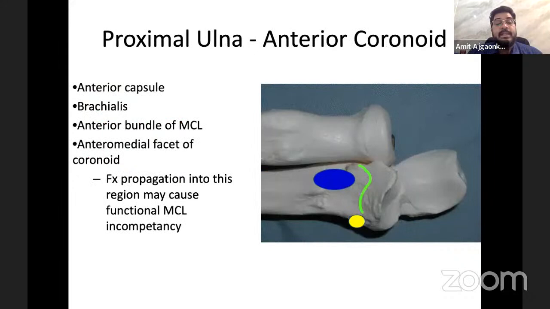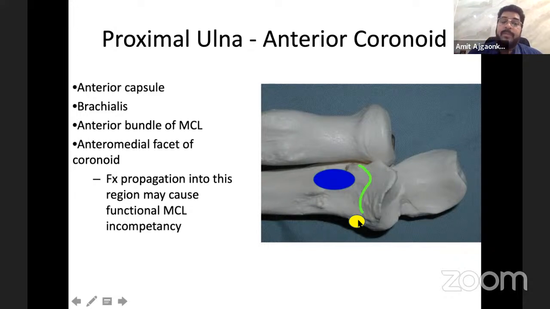Proximally, you can see that there is the anterior capsule. This is the anterior capsule attachment. This is the brachialis and the anterior bundle of the MCL here on the sublime tubercle. So you need to know that in the coronoid you have got the anterior bundle. You have got the sublime tubercle at the base of the medial side where your MCL is attached.